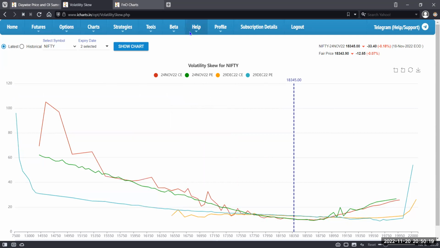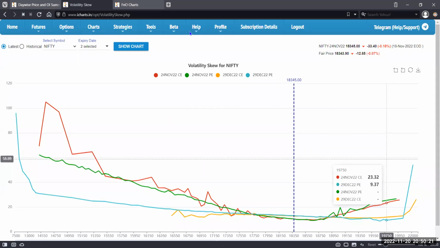That was about skew. Let me see what other questions there are. Sector, yeah, I've already said sector. I will be adding that.